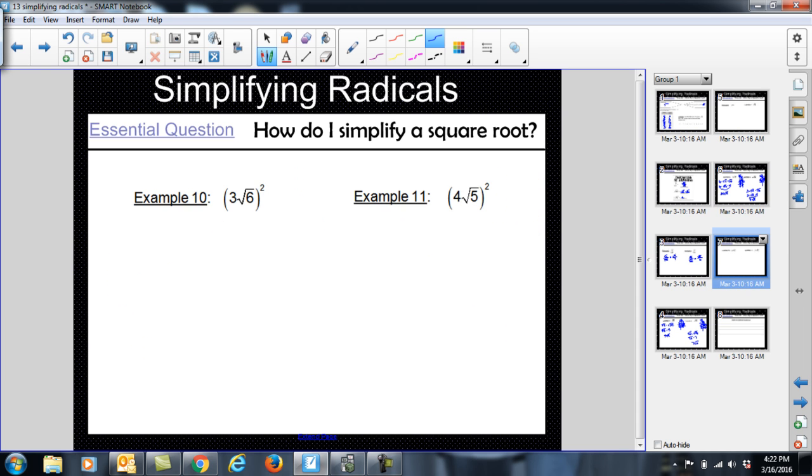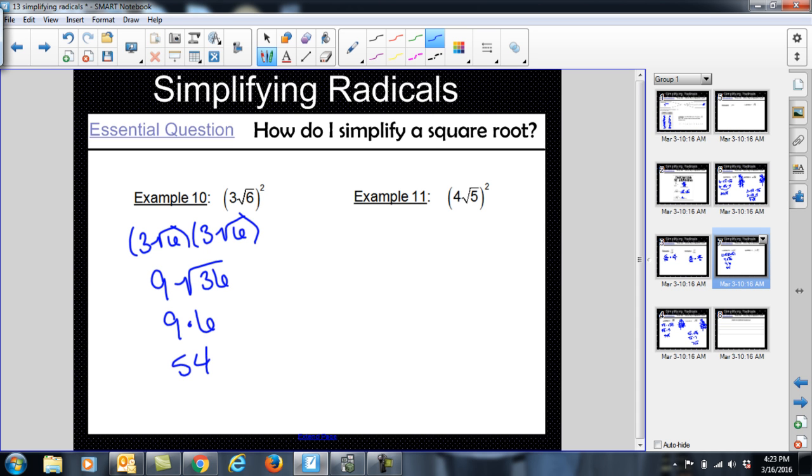So a couple more. Example 10 here, I've got stuff in parentheses and it is squared. And we talked about how squaring something undoes a square root, but this isn't just the square root of 6. There's a 3 multiplied in front of it. So what this means by doing this squared is that I'm actually doing 3 square roots of 6 times 3 square roots of 6. And so I'm going to multiply them all together. So 3 times 3 makes 9. And when I do square root of 6 times the square root of 6, that's actually the square root of 36. Well, the square root of 36 is 6, so this really becomes 9 times 6, which is 54.